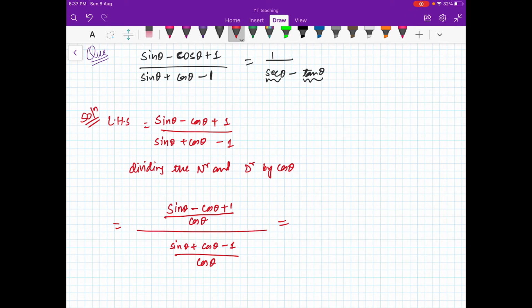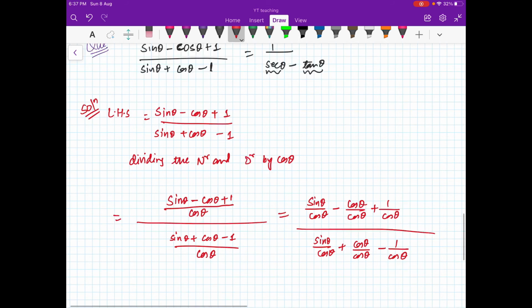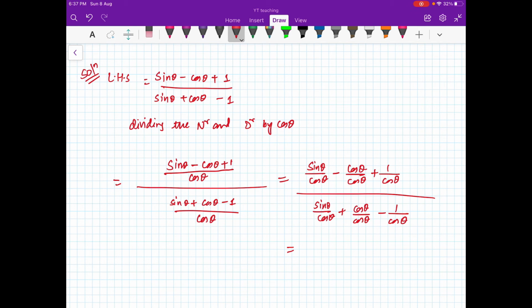So now you can keep it separate: sine theta upon cos theta minus cos theta upon cos theta plus 1 upon cos theta, and in the denominator you have sine theta upon cos theta plus cos theta upon cos theta minus 1 upon cos theta, right? So in the numerator you get tan theta minus 1 plus secant theta, okay? Because 1 upon cos theta is secant theta. And in the denominator you have tan theta plus 1 minus secant theta, right?